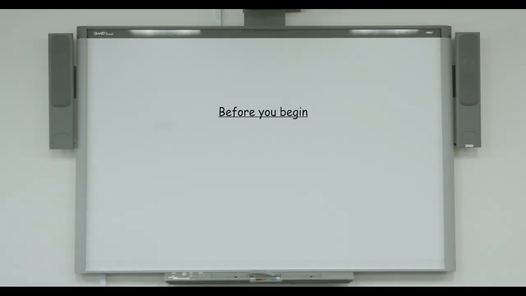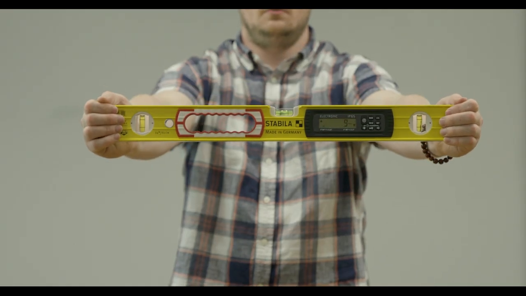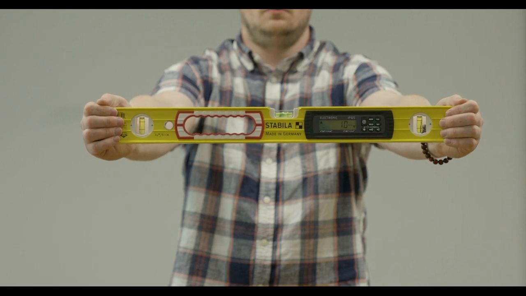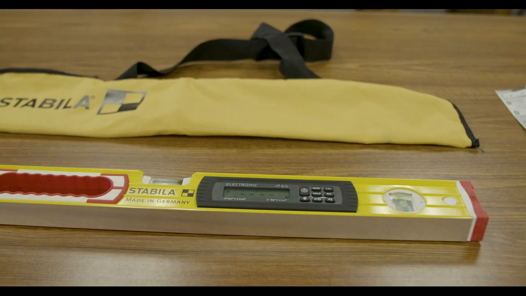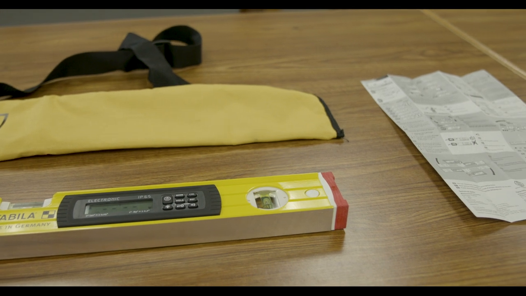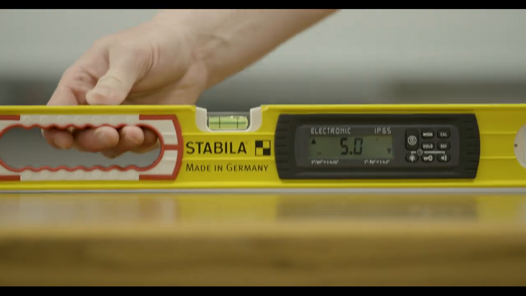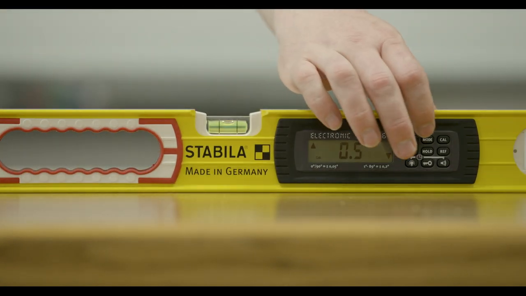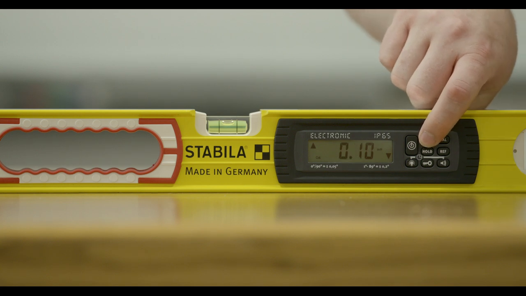Before you begin to collect data, ensure your smart level is properly calibrated and set to the right mode. The process shown is for a Stabila smart level. Calibration of most smart levels is the same. However, if you are not using a Stabila level, you must contact the manufacturer and follow the manufacturer's instructions on how to calibrate your level. Begin by making sure your level is set to percentage. In one of the corners, you should see a percent symbol. If you do not, press the mode button until you do.